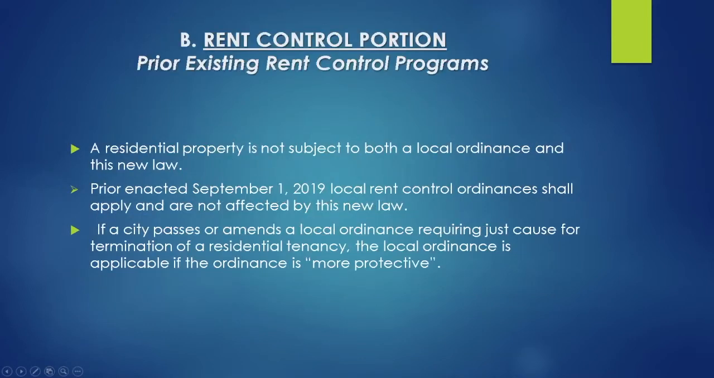That will conclude the just cause portion. Now we have the rent control portion. A residential property is not subject to both a local ordinance and this new law. For local rent control ordinances enacted prior to September 1st, 2019, the local ordinances shall apply and are not affected by this new law. If a city passes or amends a local ordinance requiring just cause for termination of a residential tenancy, the local ordinance is applicable if the ordinance is more protective.